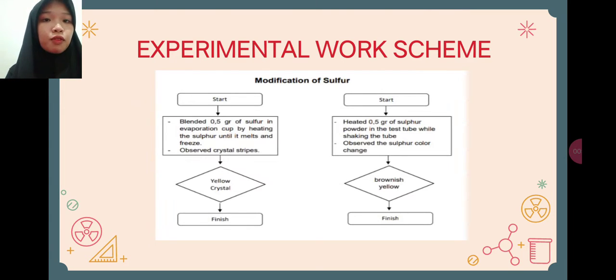Blended 0.5 grams of sulfur in evaporation cup by heating the sulfur until it melts and freezes, and then observed crystals. The result is yellow crystal. And then heated 0.5 grams of sulfur powder in the test tube while shaking the tube, and then observed the sulfur color change. The result is bronze yellow.